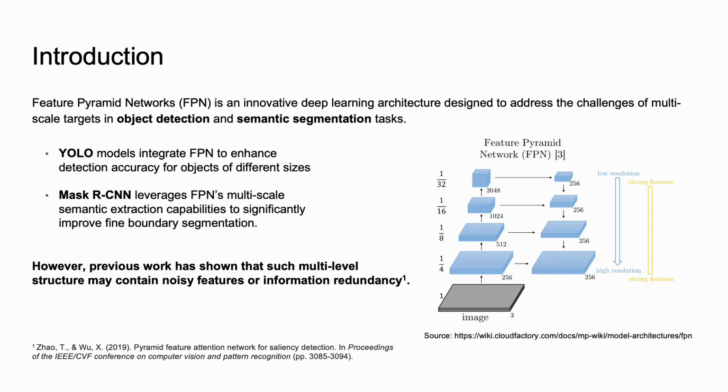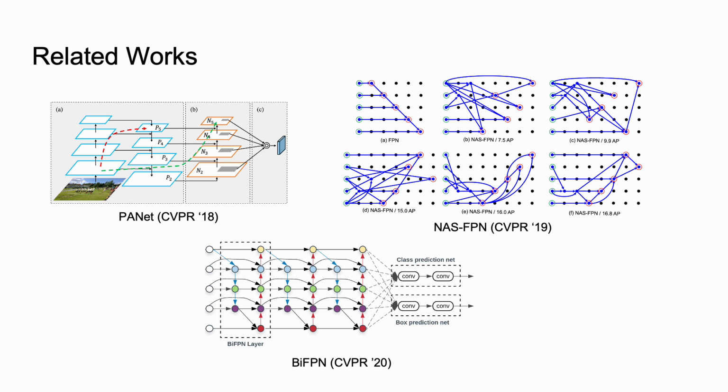However, previous work has shown that such a multi-level structure may contain noisy features or information redundancy. Therefore, recent works have proposed multiple methods to further improve the FPN framework. First, the PANet, or Path Aggregation Network, adds a bottom-up path to augment the standard FPN and improve the feature propagation from lower layers. Next, the NAS-FPN automatically designed the FPN structure using neural architecture search, and it's optimized for a specific task.